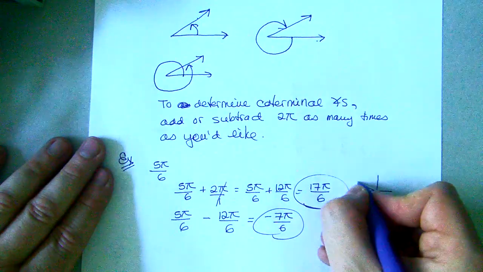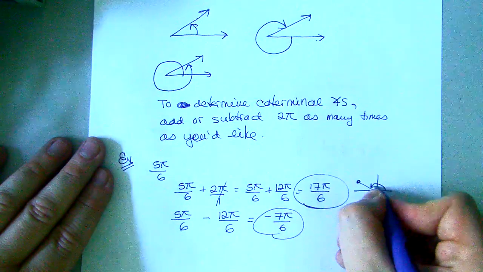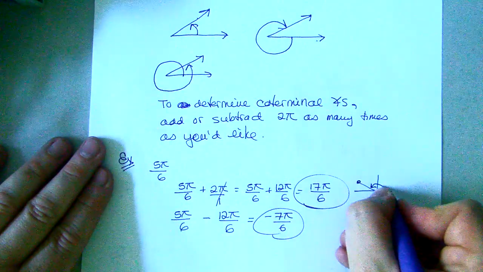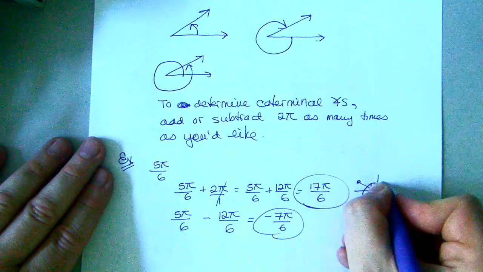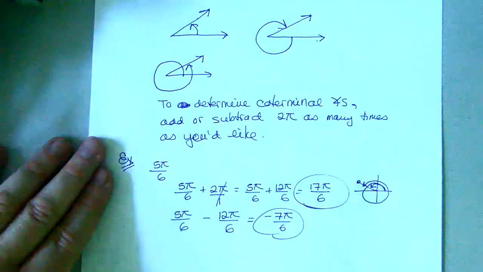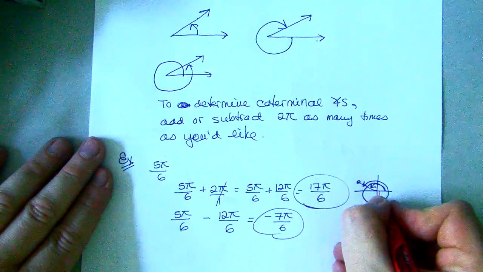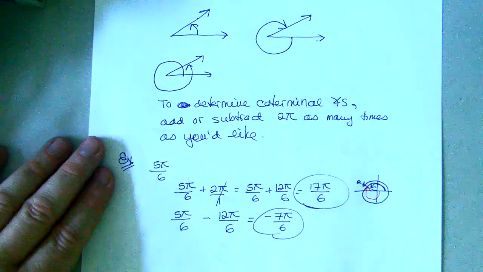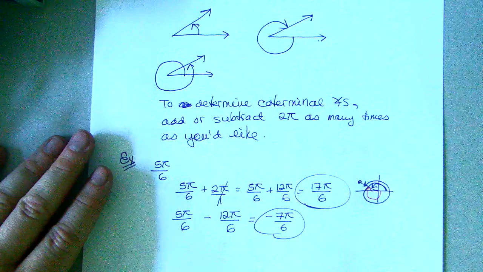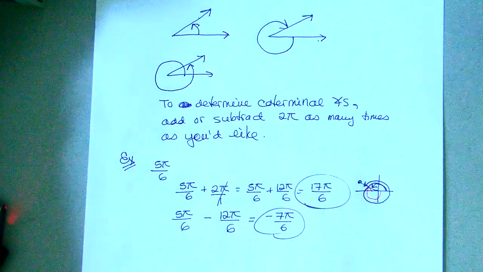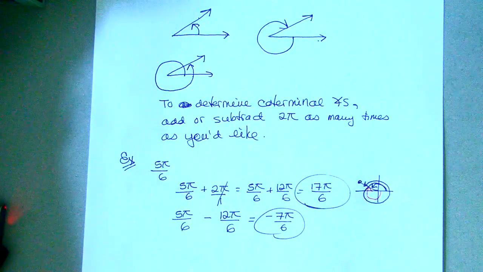I know that 5 pi over 6 is the angle over here. 17 pi over 6 would be go all the way around and then end up over there. Negative 7 pi over 6 would mean start over here and spin in the opposite direction and end up over there. They all start and end in the same place. You just get there a different way.